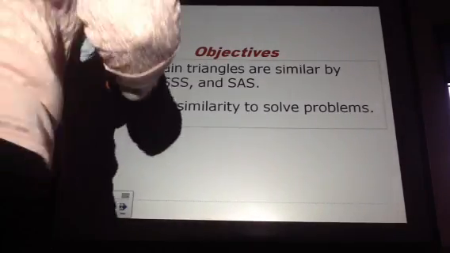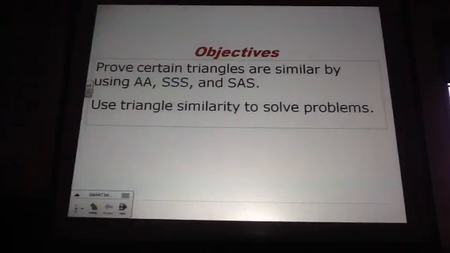Alright guys, today we're going to talk about 7-3. Our objectives are to prove certain triangles are similar by using angle-angle, side-side-side, side-angle-side, and to use triangle similarity to solve problems.